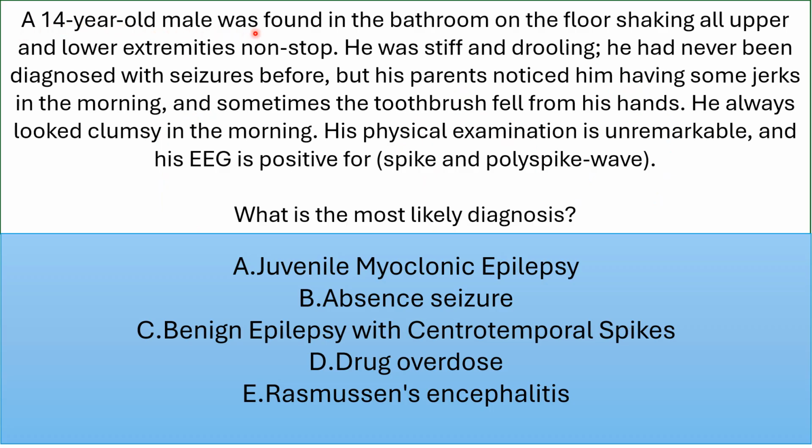This 14-year-old male was found in the bathroom on the floor, shaking all upper and lower extremities non-stop. He was stiff and drooling. He had never been diagnosed with seizures before, but his parents noticed him having some jerks in the morning. Sometimes the toothbrush fell from his hands, and he always looked clumsy in the morning. His physical examination is unremarkable, and his EEG is positive for spike and polyspike wave. What is the most likely diagnosis? Juvenile myoclonic epilepsy, absence seizure, benign epilepsy with centrotemporal spikes, drug overdose, Rasmussen encephalitis.